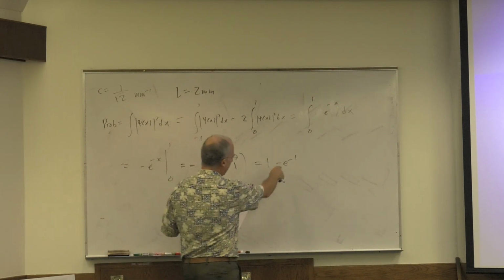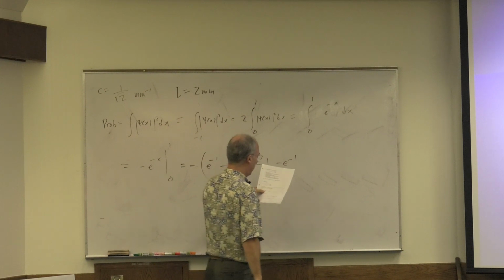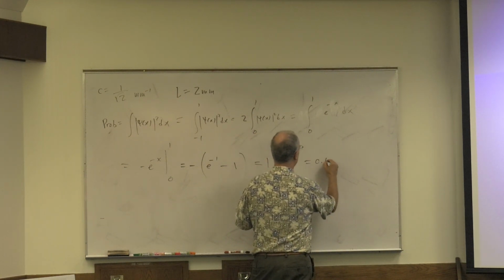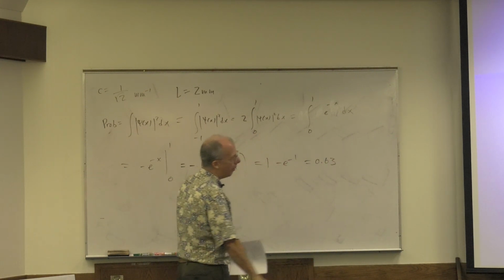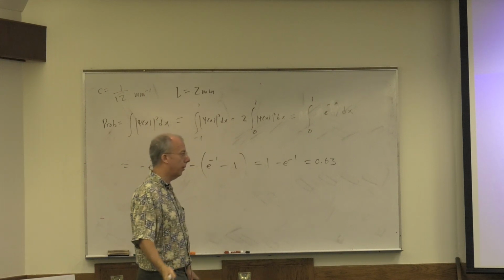And if you plug that into your calculator, you get 0.63. Okay? So the probability is 0.63 or 63%.